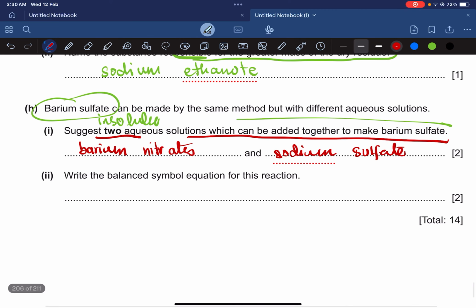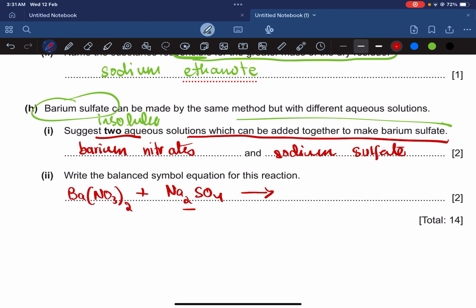Okay, so you have to take barium nitrate, Ba(NO3)2. You added 2 over here because barium is +2 and NO3 is -1. Barium nitrate plus sodium sulfate, you're going to take 2 sodiums. Why? Because sulfate is -2 and sodium is +1, so it's going to be 2 sodiums, and that's going to make you sodium nitrate, NaNO3, plus barium sulfate, and you balanced it by writing 2 over here. Here you form barium sulfate.